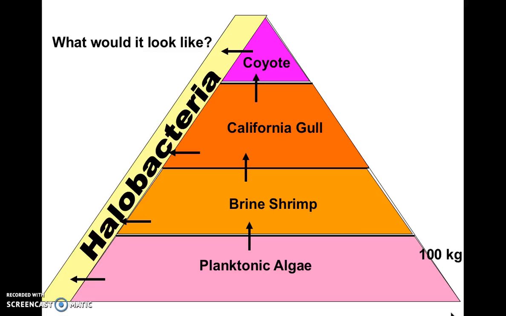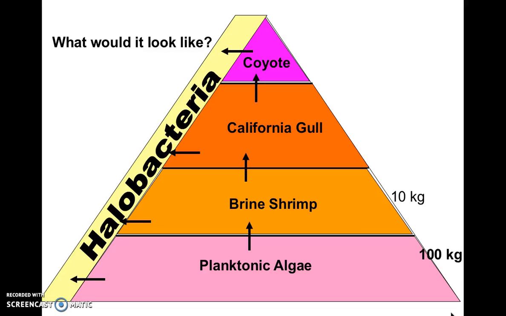Now, if you notice in the bottom corner, I started with 100 kilograms of planktonic algae biomass. So let's just say I had 100 algae, which isn't a lot, but let's just say I did for argument's sake, okay? 10% of that algae that the brine shrimp eats would be available for energy in the brine shrimp. So that would mean 10% of 100 is 10. And if you notice, to go up, I just drop a 0 off the end, okay?